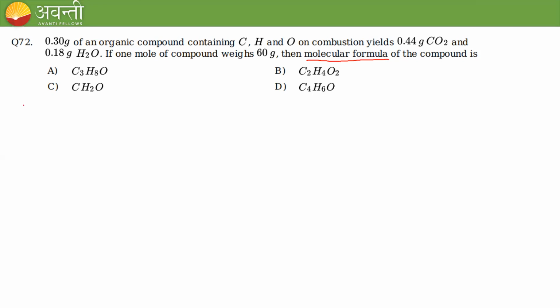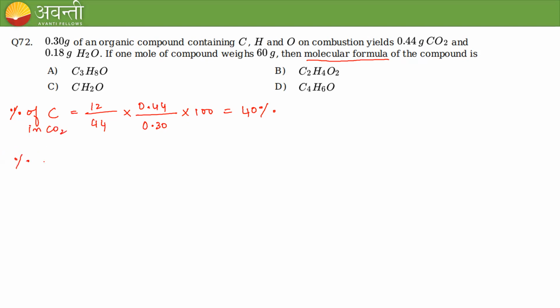Okay, so the percentage of carbon: the atomic mass of carbon is 12 and the molar mass of carbon dioxide is 44, into the given mass of the compound, which is 0.44, and the whole organic compound mass is 0.30. So the mass of the carbon dioxide component divided by the mass of the organic compound, into 100, will give you the percentage of carbon present in the compound, that is 40%. So the percentage of carbon in carbon dioxide we can take.